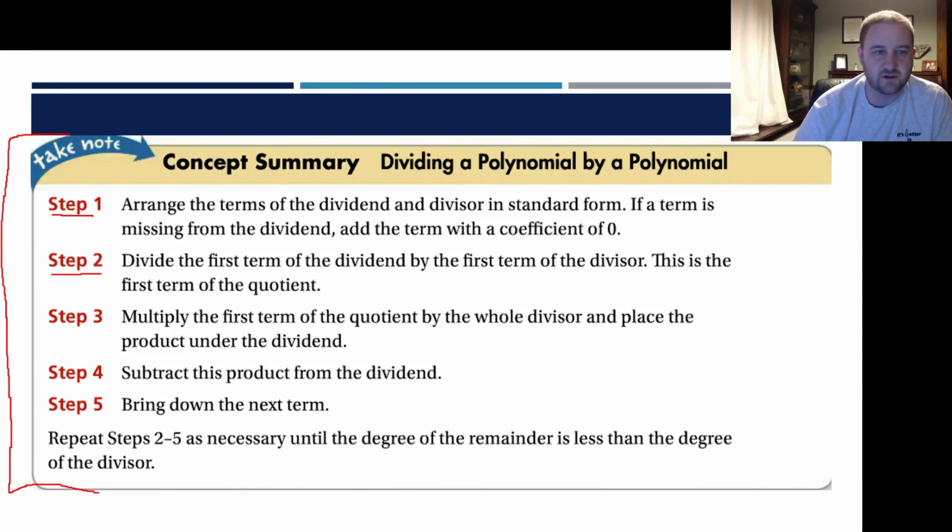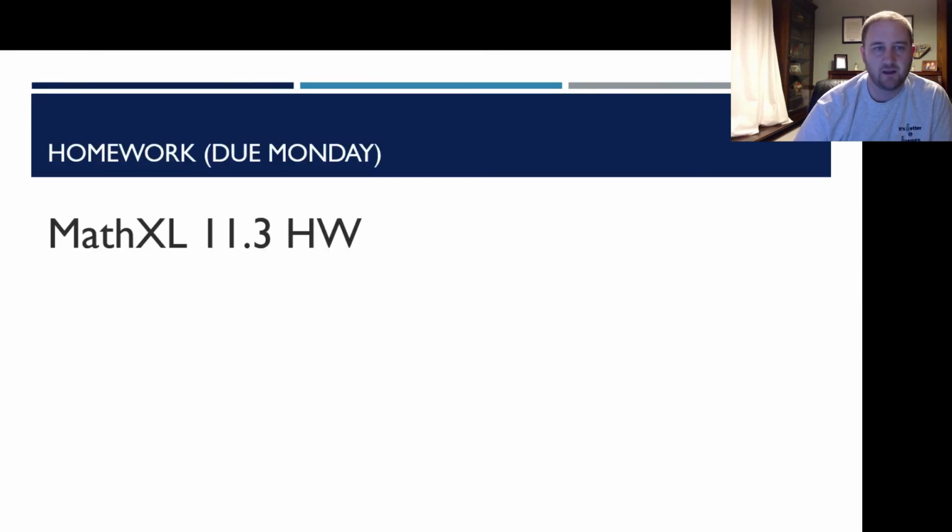Step 2, divide the first term of the dividend by the first term of the divisor. This is the first term of the quotient. Step 3, multiply the first term of the quotient by the whole divisor and place the product underneath the dividend, kind of like you just normally do in long division. Step 4, subtract the product from the dividend, and then step 5, bring down the next term. Repeat steps 2 through 5 as necessary until the degree of the remainder is less than the degree of the divisor.